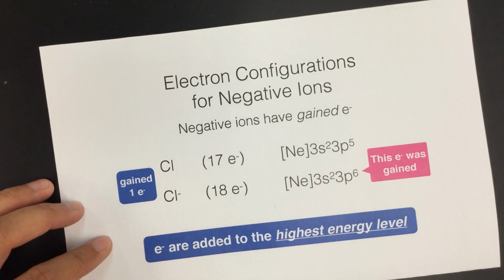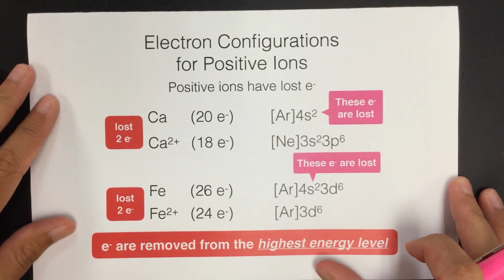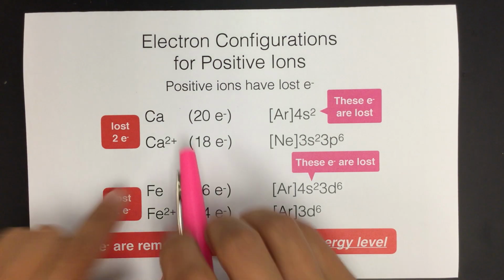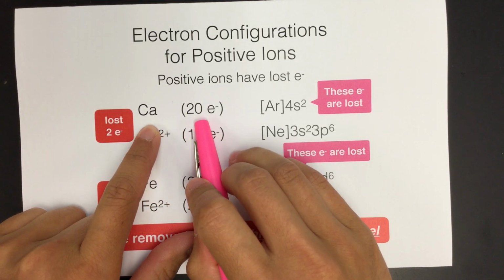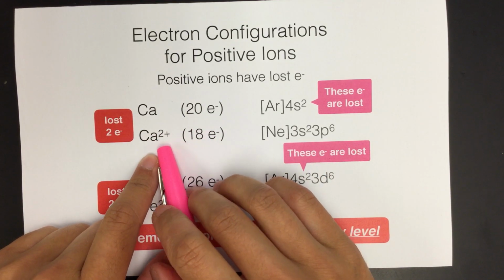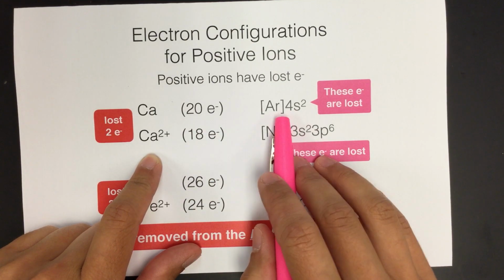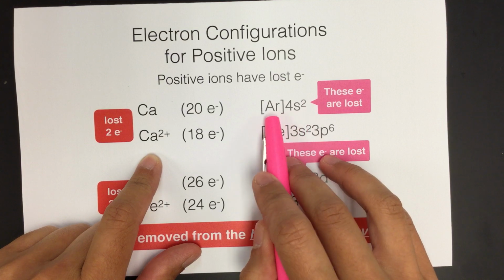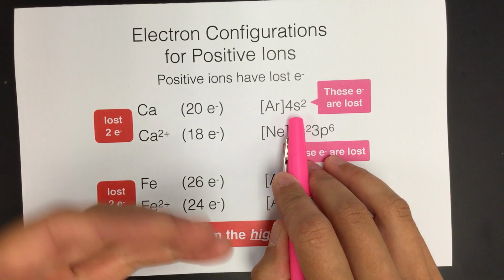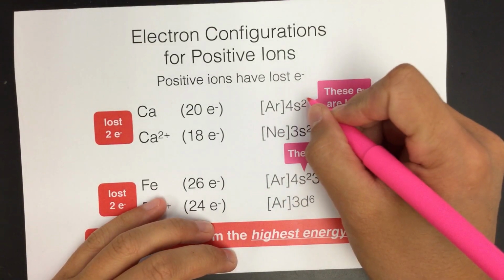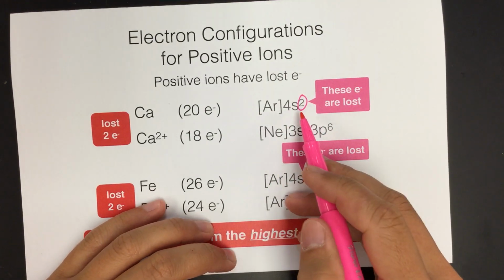And we'll do an example in a second here from your homework assignment. The other type of ion, positive ions, cations, these ions have lost electrons. We have a couple of examples here. Calcium, neutral, has 20 electrons. If we have the calcium 2+ ion, it has lost 2 electrons. So if we look at its original electron configuration, argon in brackets 4s2, we need to remove 2 electrons, and we're going to do that by removing these 2 electrons that are in the highest energy level, right?